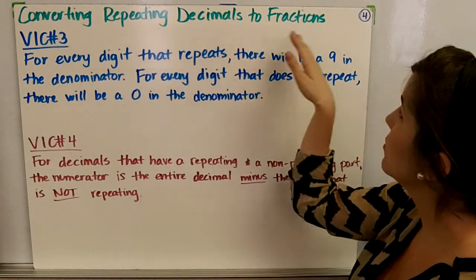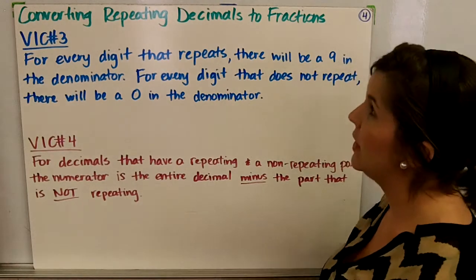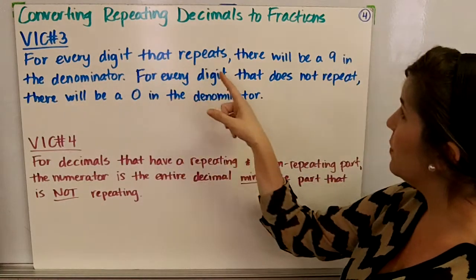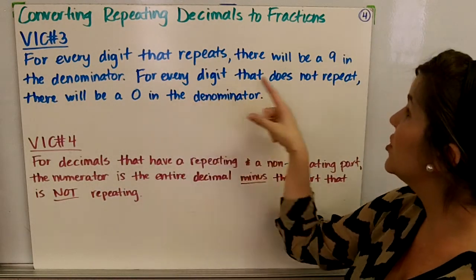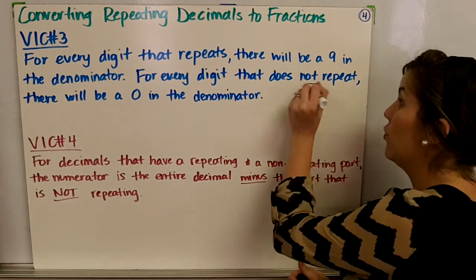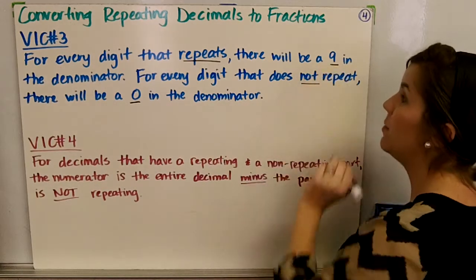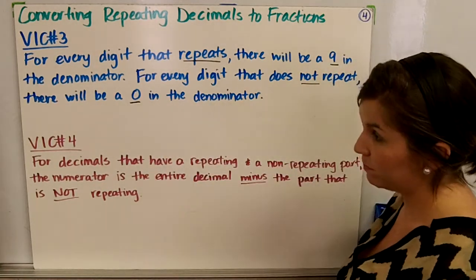Converting repeating decimals to fractions. So we did non-repeating decimals that were terminating, and now we have repeating decimals. Big number 3, for every digit that repeats, there will be a 9 in the denominator. For every digit that does not repeat, there will be a 0. So if it repeats, we're going to put a 9 in the bottom. If there's a digit that does not repeat, we're going to put a 0 in the bottom.